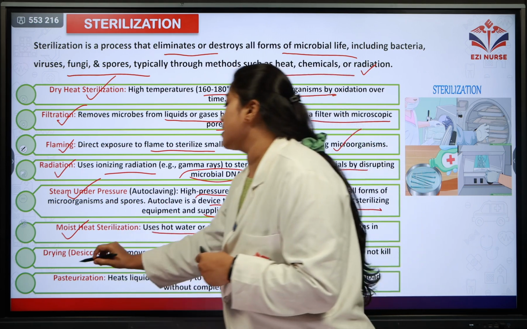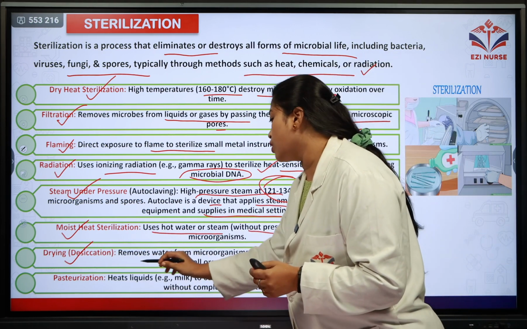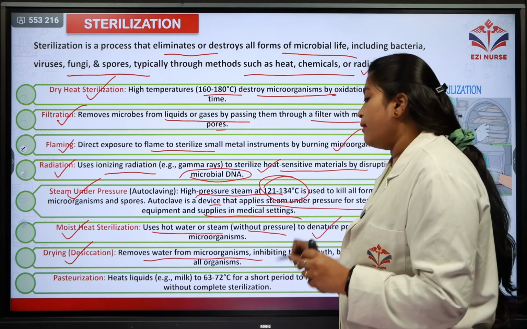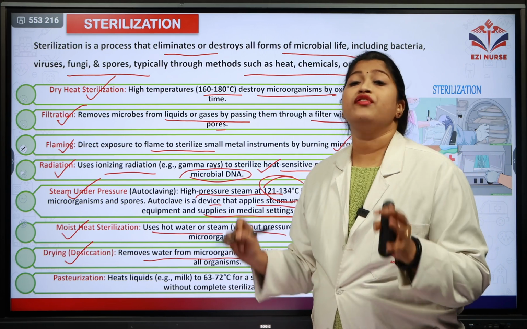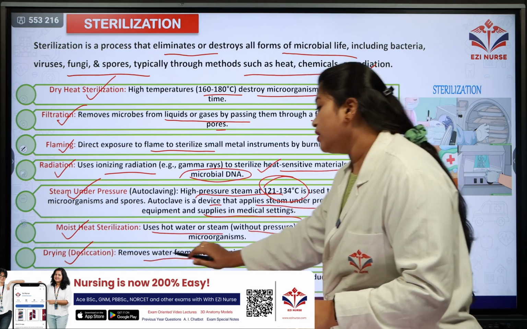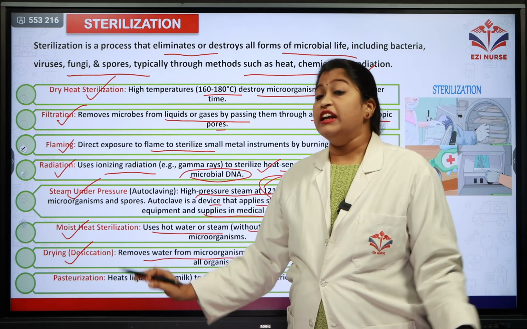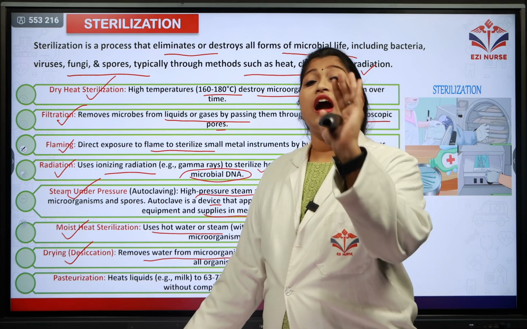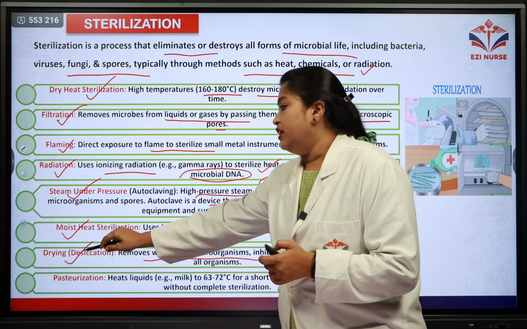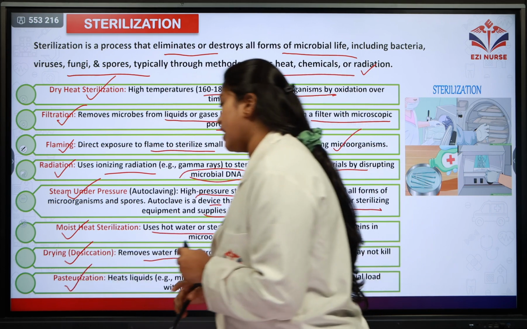So the next process is drying or desiccation. What is this? It removes the water from the microorganisms and inhibits their growth, but it may not kill all kinds of organisms. It's just the surface. You can see they are removing the water only from the microorganisms, inhibiting their growth. It is not killing all the microorganisms, but they are reducing the growth of these microorganisms in the drying or desiccation process. And the last process is pasteurization.